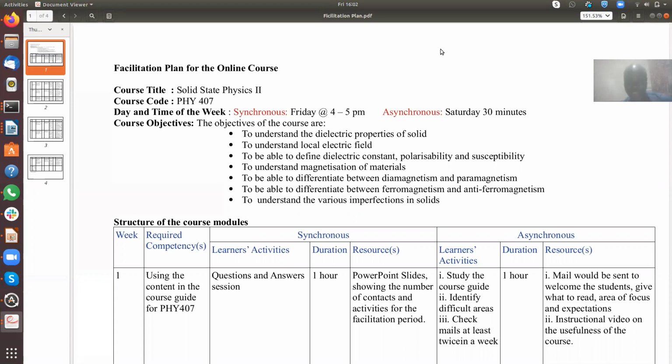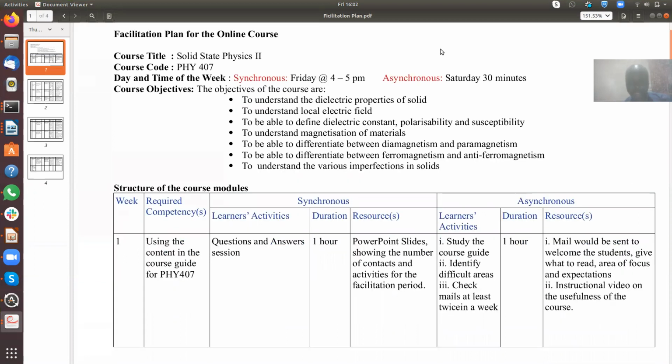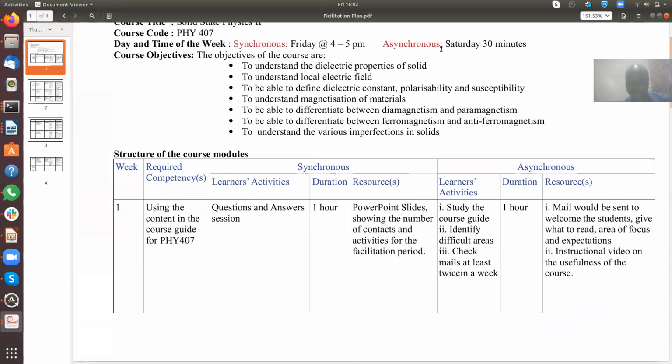Well, we started this class last week, and I think you all have the course outline or the facilitation plan for the next 8 weeks. Last week, we started by giving an introduction to what we're expected to learn in this course and how things are going to be done as regards this course.